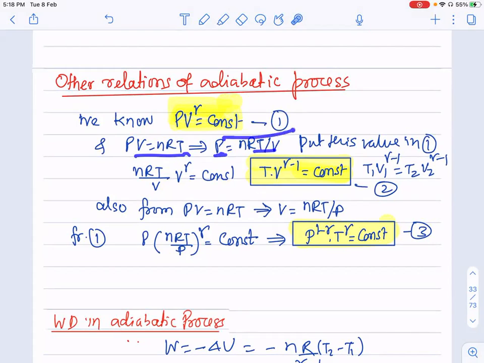और ये P की वैल्यू यहाँ पुट कर देंगे हम. तो what is this, nRT by V? यहाँ पर आ गया. V to the power gamma as it is is equal to constant. तो इसमें constant क्या है? nR. So this will come this side, तो और V will go here. Gamma minus 1 हो जाएगा. It will be T V to the power gamma minus 1 is equal to constant. For numericals, we have to use it like this.